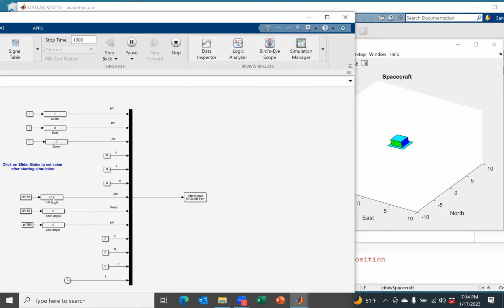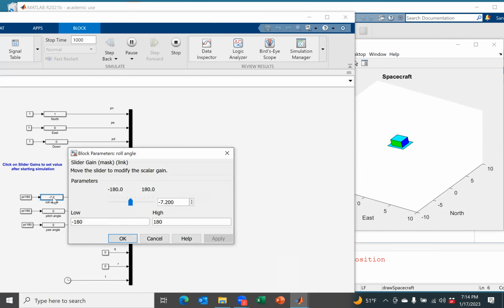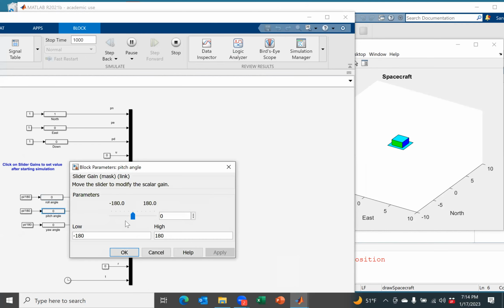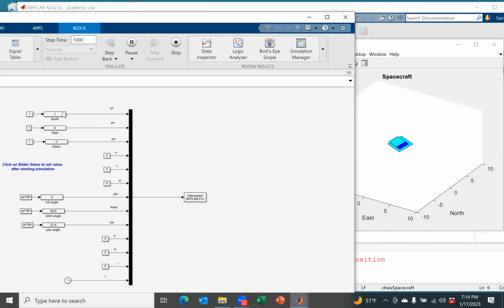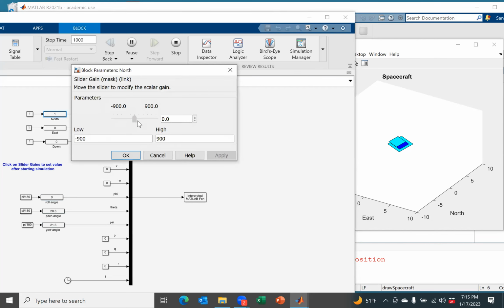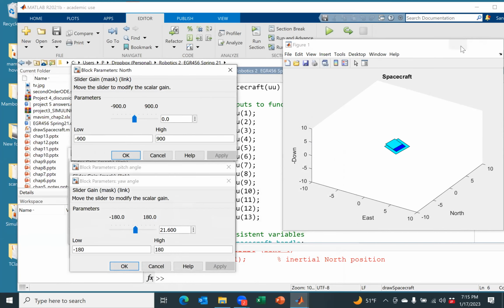What you can do is change this angle. If you double click on this and change this angle, can you see that the spacecraft is rotating? Then you can change this angle, pitch. You can change this angle, yaw. The spacecraft will rotate. You can change this north, east, down again, and then you will notice that this thing will travel, and so on and so forth. Everyone understood this? Okay.